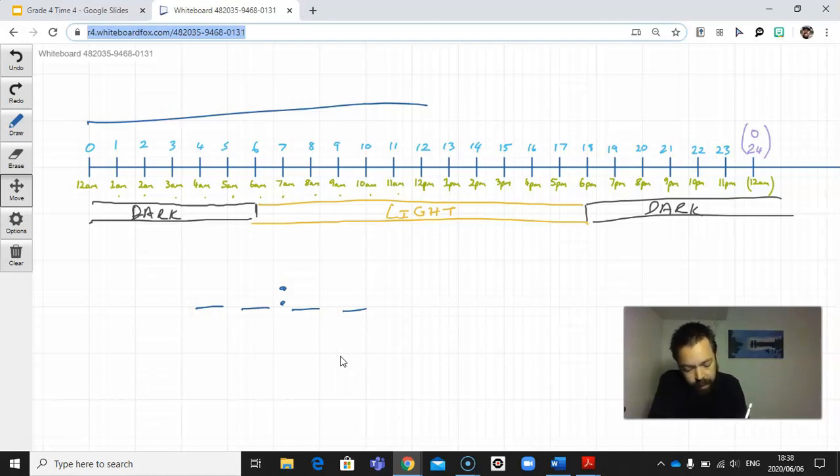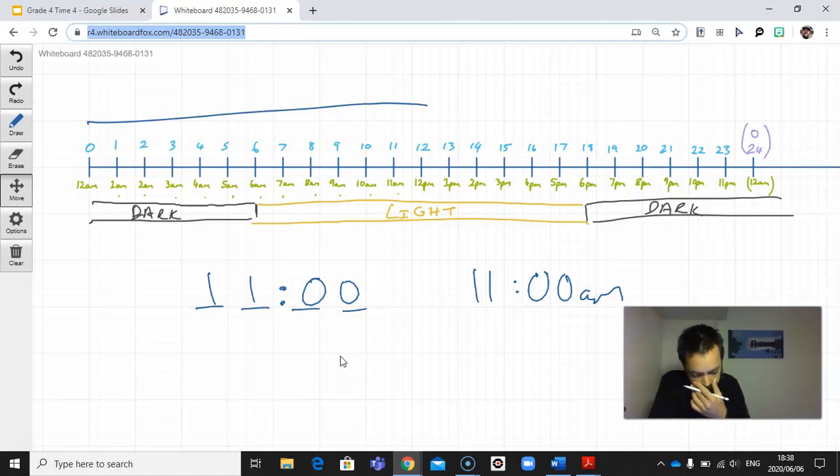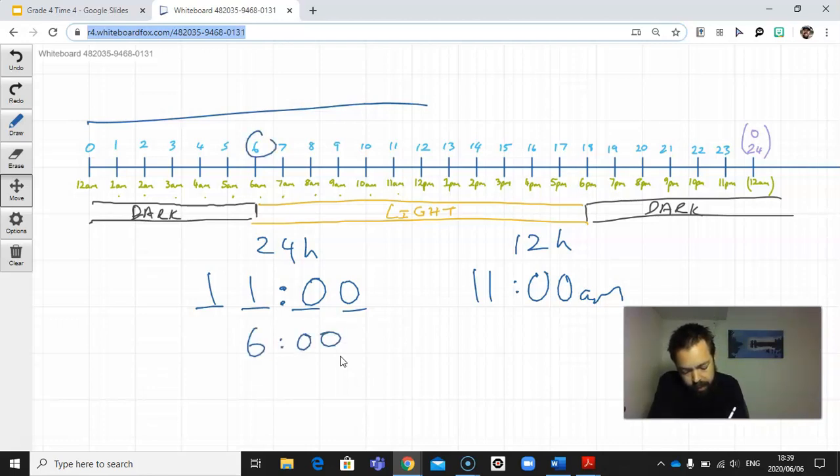So 11 a.m. is simply 1100. All right, just with no a.m. or p.m. there in 24-hour time. So this is 12-hour, and that's 24-hour. If we were looking at, say, 6 a.m., make sure we have 4 digits in 24-hour time, and it would be 0600. All right, so that's fairly straightforward going that way.